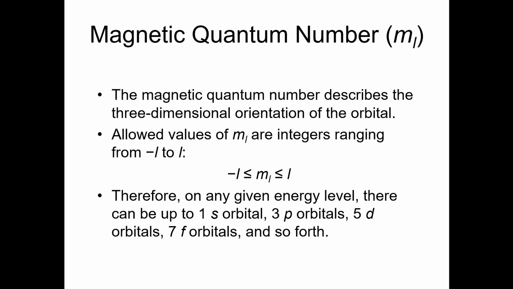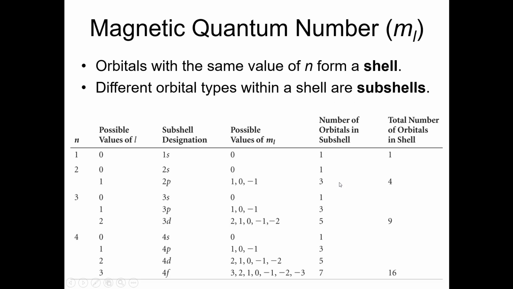Finally, we have what's called the magnetic quantum number, and the magnetic quantum number's value is dependent on the value of L. And so m sub L, which is the magnetic quantum number, can have any integer value ranging from negative L to positive L. Let me just show you a table that shows you how that works. All I'm doing is expanding the previous table I showed you. We've already seen this part already.